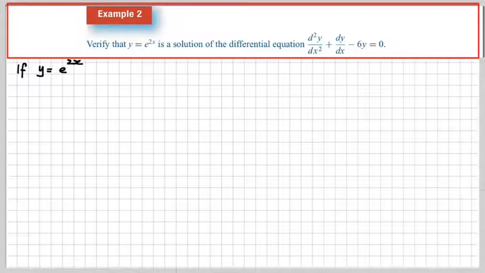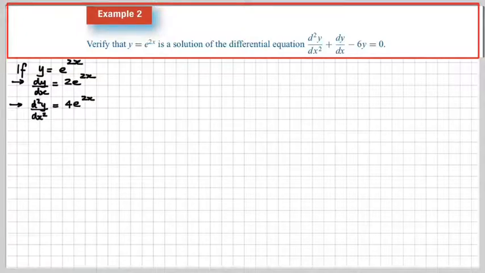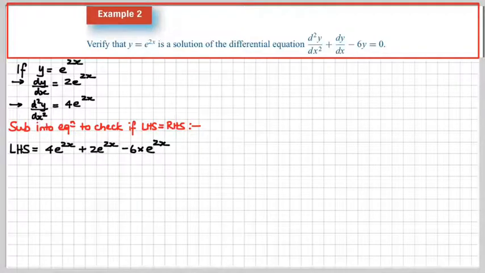Okay, so if y equals e to the 2x, therefore dy/dx would be 2e to the 2x, and d²y/dx squared, which is how you say that second derivative thingy, that'll be 4e to the 2x. Now it's time to plug and play, guys. We substitute into the equation to check whether the left-hand side equals the right-hand side. Left-hand side equals, right, that's the d²y/dx squared, that's the dy/dx, and that's minus 6 times y, because they told us y was e to the 2x, and is that going to come out to be, oh yes it is, to be 0, lovely.